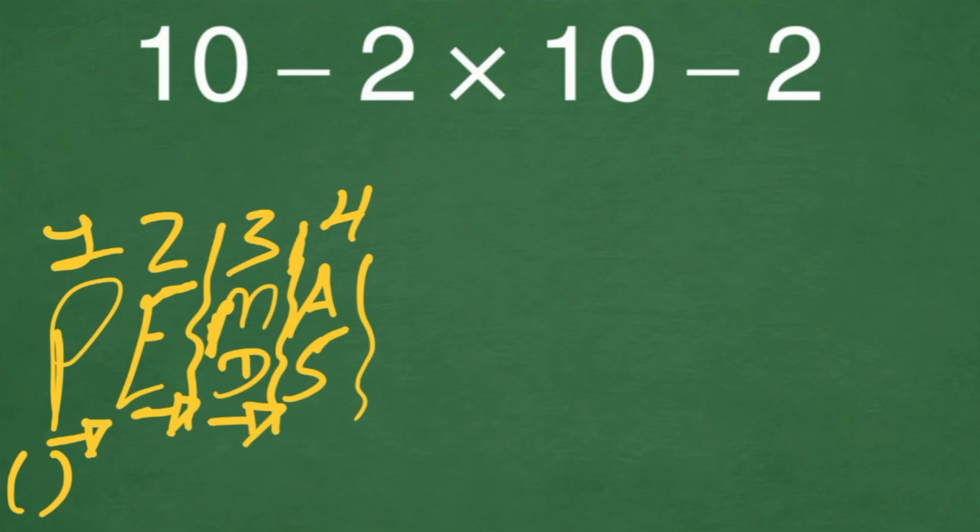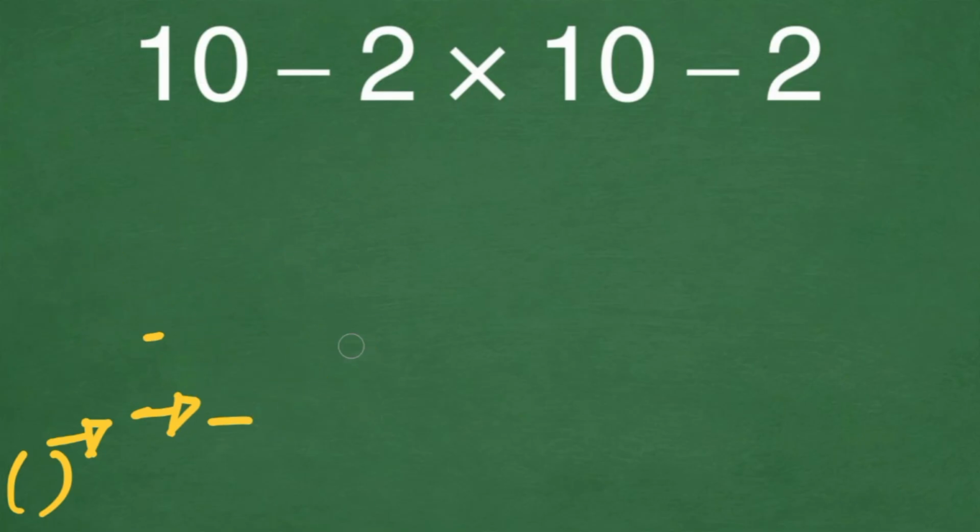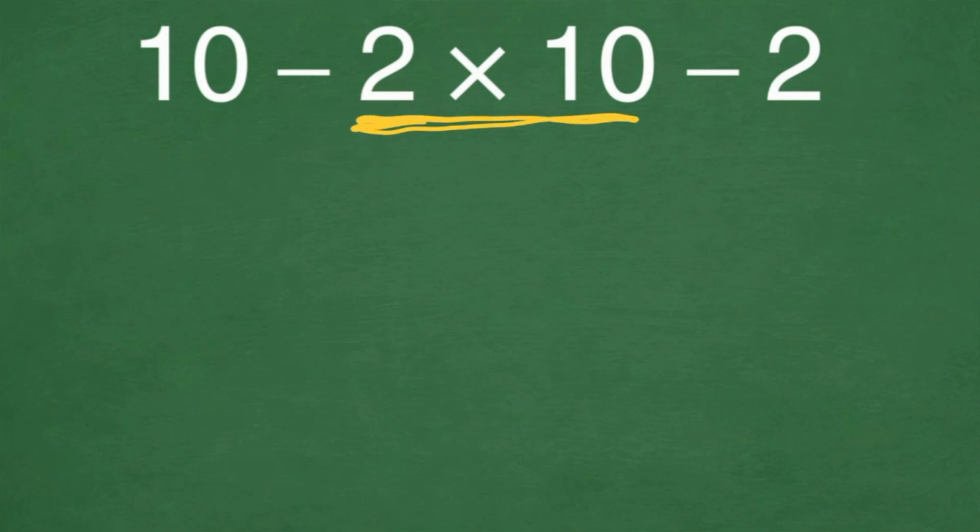So the thing is, if we solve subtraction before multiplication, that is wrong. It will violate the rule of order of operation PEMDAS. So let's go back into our problem. So here we have two subtractions and one multiplication. So according to the rule, we have to solve the multiplication before subtraction, right?